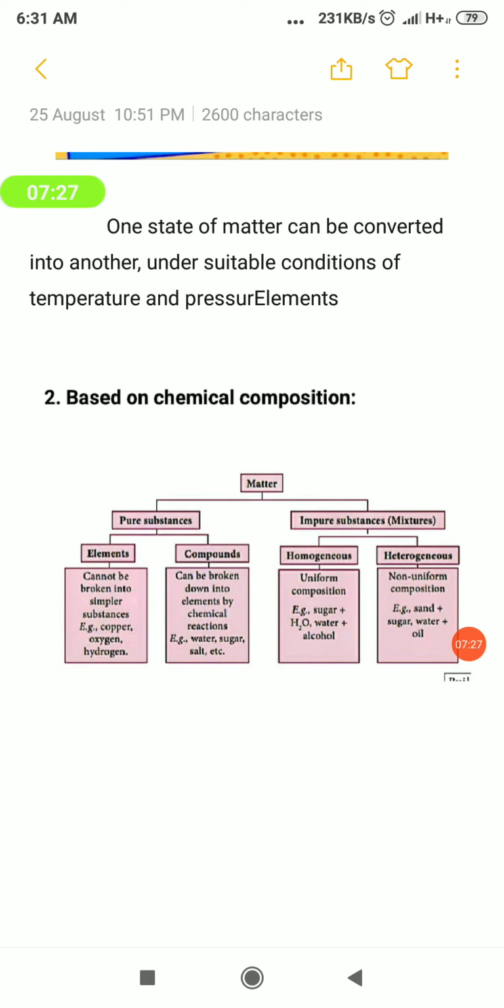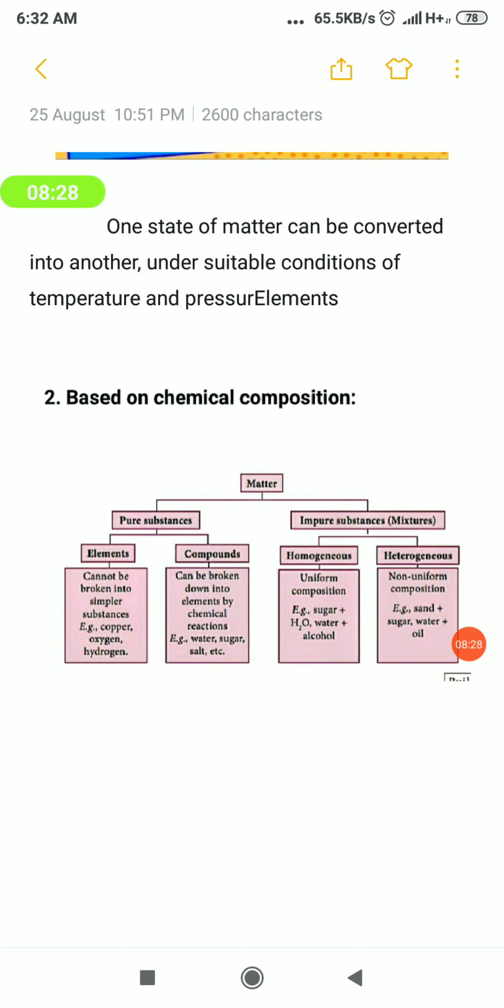Can you please repeat it once again? Okay, so generally based on chemical composition, matter is classified into 2 types: pure substance and impure substance. The impure substances are given the name mixture. Then pure substance is subdivided into 2: element and compound. Whereas the impure substance, the mixture, is classified into 2: homogeneous mixture and heterogeneous mixture. So this is a flowchart showing the classification of matter. Let us see in detail.